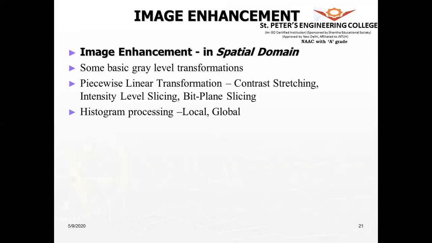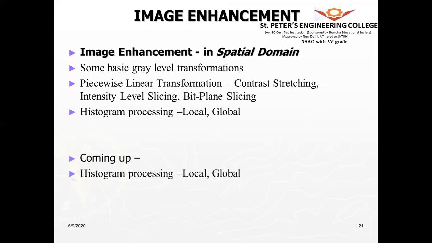So far we have seen image enhancement in the spatial domain. In this, we have seen some of the basic gray level transformations, such as contrast stretching, intensity level slicing, bit plane slicing, and the different point operations. Next, we will be looking into histogram processing and spatial filtering.